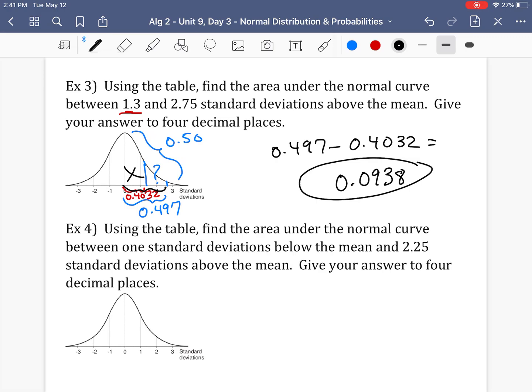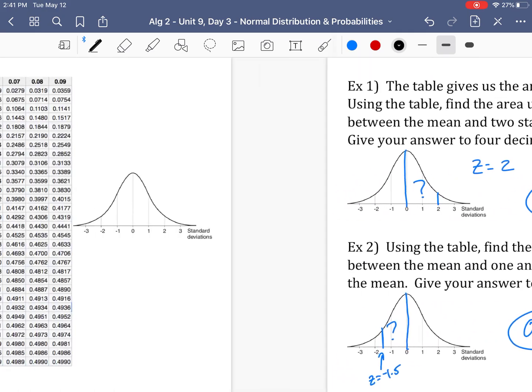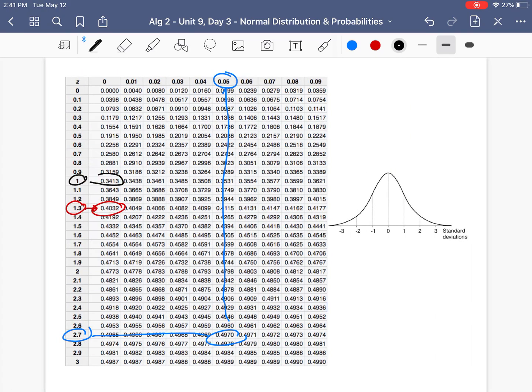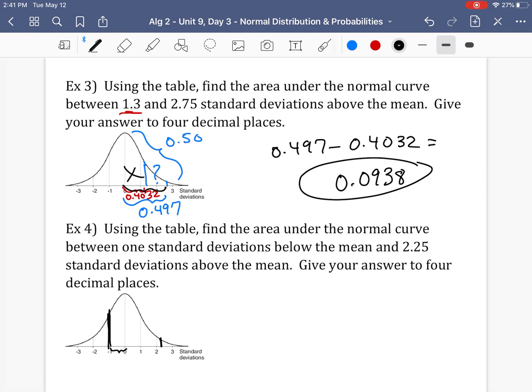So this one, using the table, find the area under the curve between 1 standard deviation below the mean. So that's right here. And let's see, 2.25 above. So 2.25 would be about here. All right, so 1 below. So if I look up the number for 1, it's going to give me the space right in here from 0 to 1. So let's look that up. So 1 is right here, 3413. I know it's 34, but that was just kind of a rough estimate, so we're going to use 3413. So this piece right here is 0.3413.